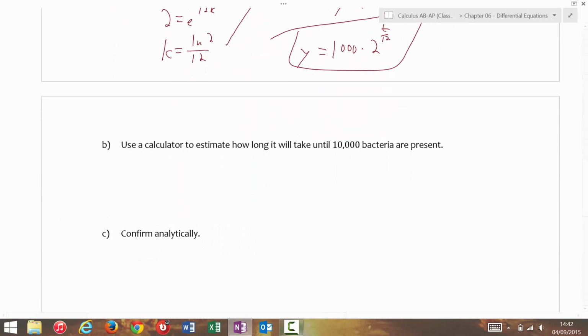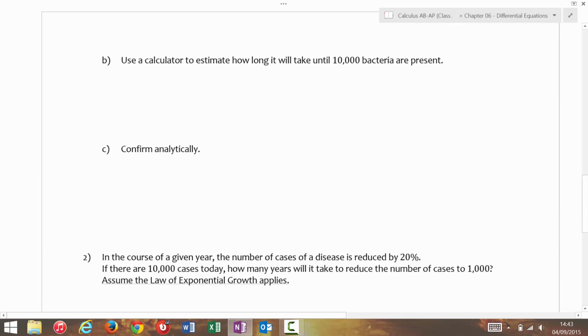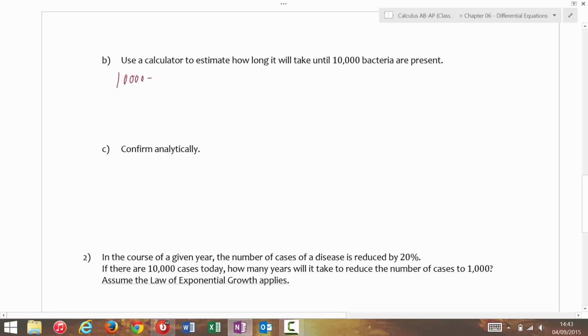Then it says use a calculator. Hang on. Use a calculator to estimate how long it will take until 10,000 are present. So I can say 10,000 equals 1,000 times 2 to the t over 12. Divide by 1,000, and I get 10 is equal to 2 to the t over 12.